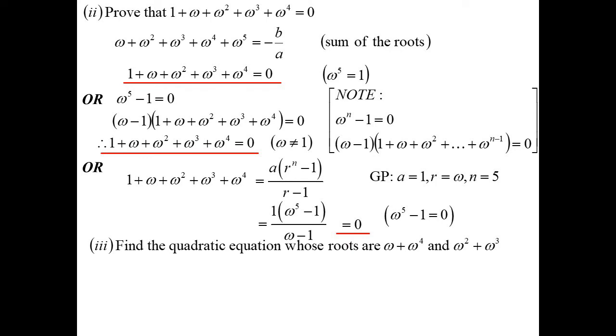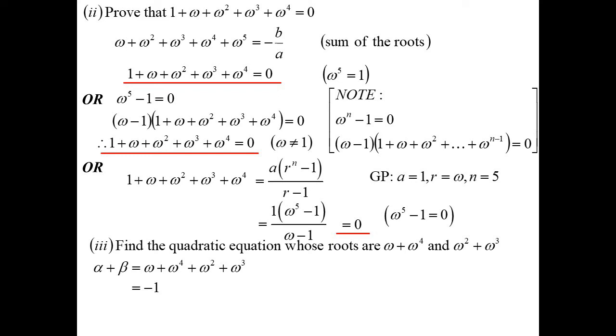So now let's play. We're going to find a quadratic equation. The roots of this quadratic, well, one root's going to be omega plus omega to the power of 4. The other one's going to be omega squared plus omega cubed. Well, what would the sum of the roots then be? Well, the sum of the roots will be omega plus omega to the power of 4 plus omega squared plus omega cubed. But I now know what that is, because we've now established that 1 plus omega and so on is equal to 0. Therefore, that must equal negative 1.